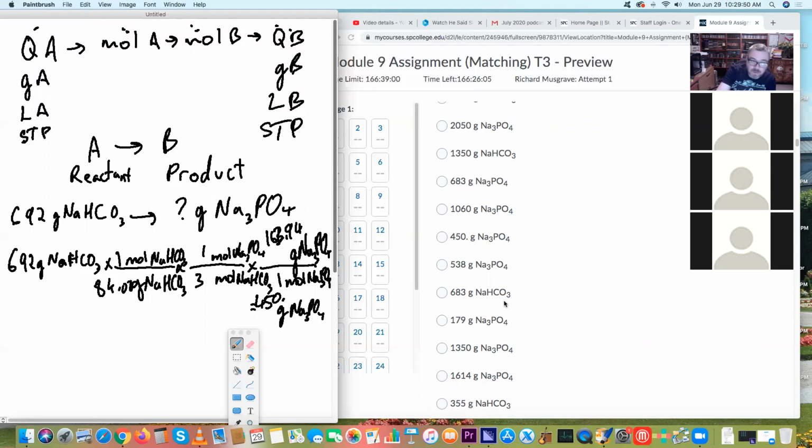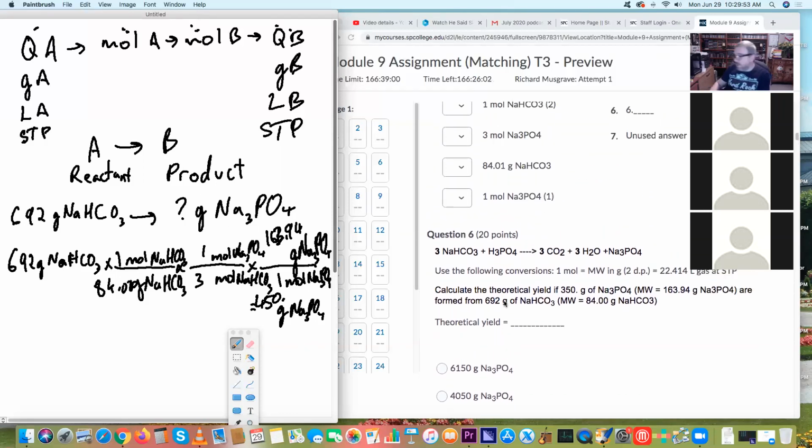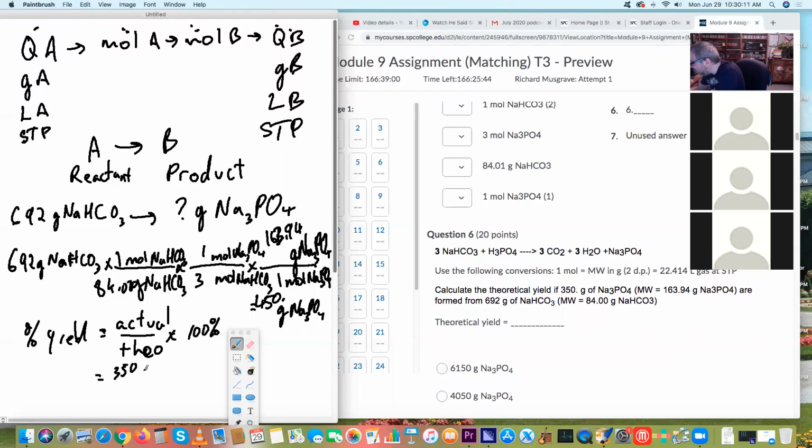Now, you're not asked to do this here, but if you were asked for a percent yield, that's one more step. The percent yield would be actual over theoretical multiplied by 100%. The actual is going to be 350 grams. That's what we actually got. The theoretical is what we should have gotten. And you're expecting something less than 100%. So that should help you as well.